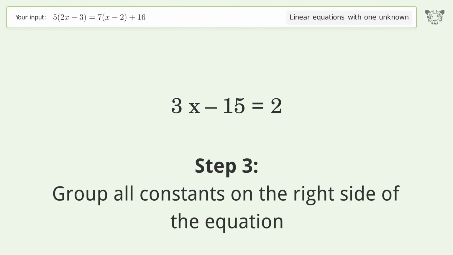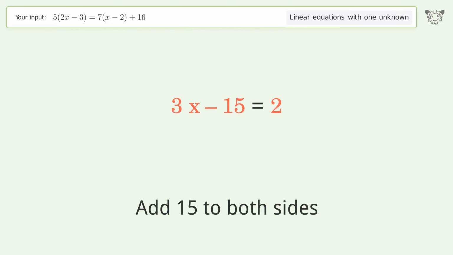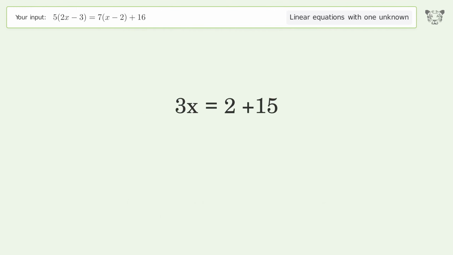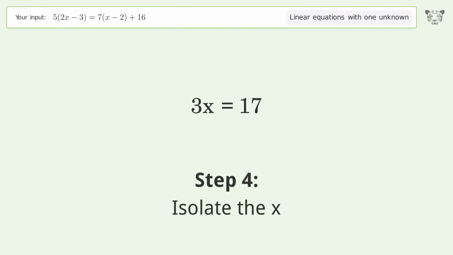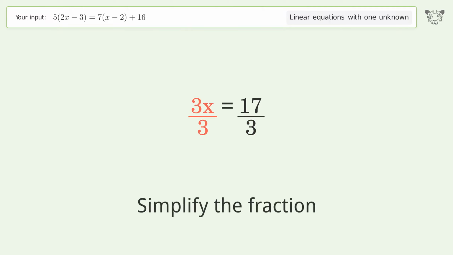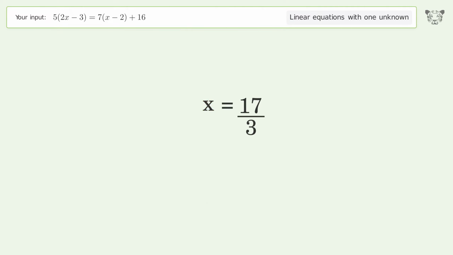Group all constants on the right side of the equation. Add 15 to both sides. Simplify the arithmetic. Isolate the x. Divide both sides by 3. Simplify the fraction. And so the final result is x equals 17/3.